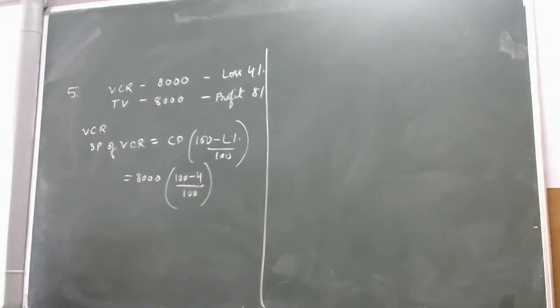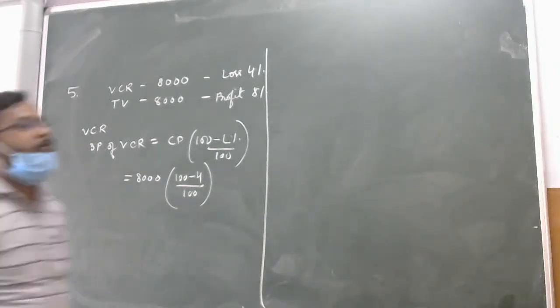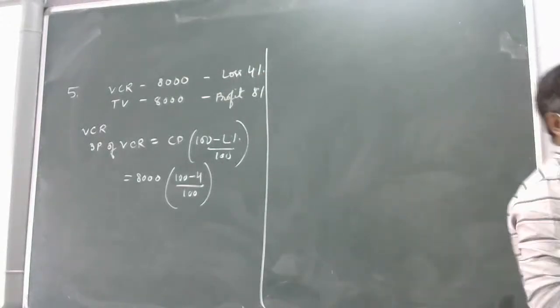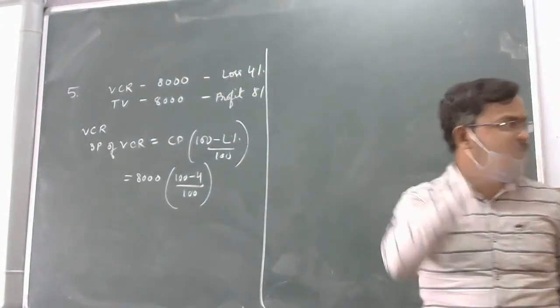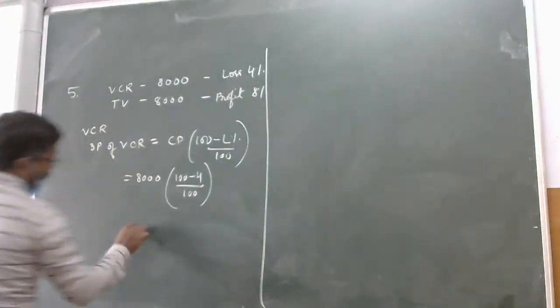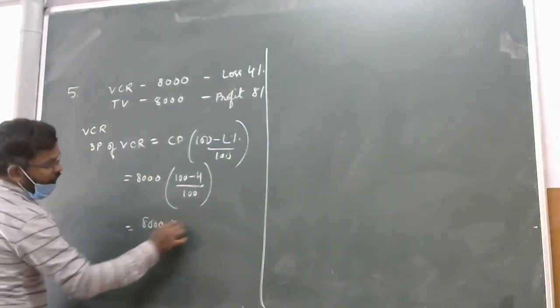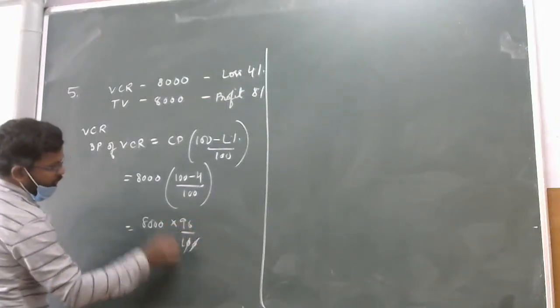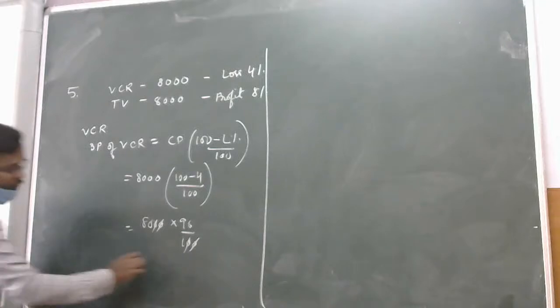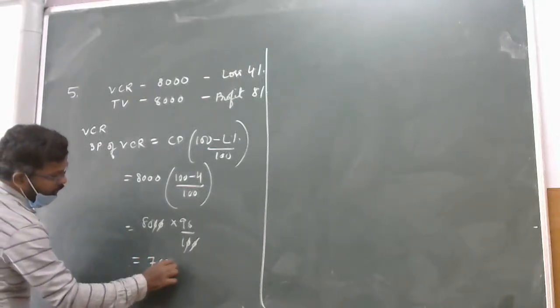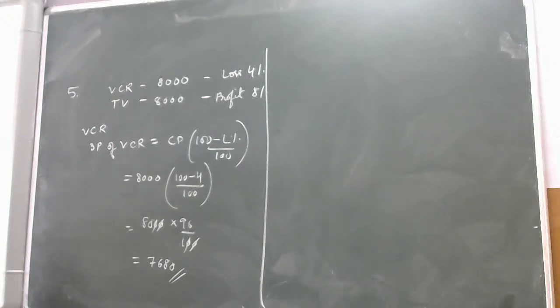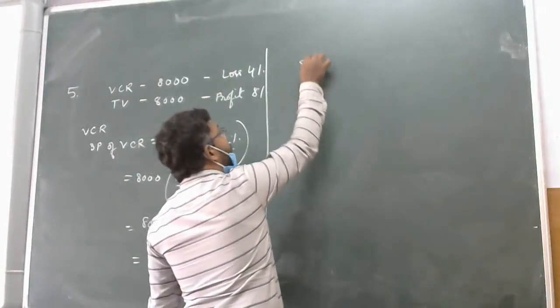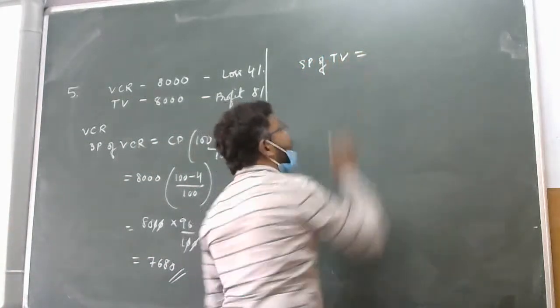So how much do you get? 8,000 into 96 by 100, that is 7,680. He bought the VCR for 8,000 and he is selling it at a price of 7,680. In the same way, you find the SP of the TV.